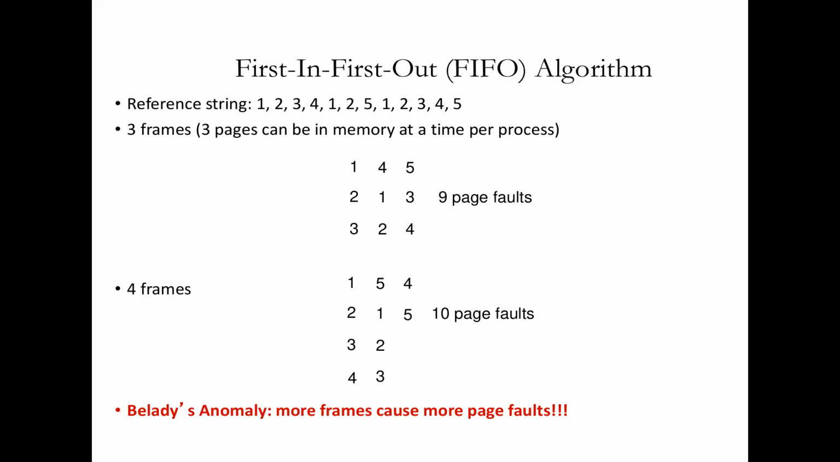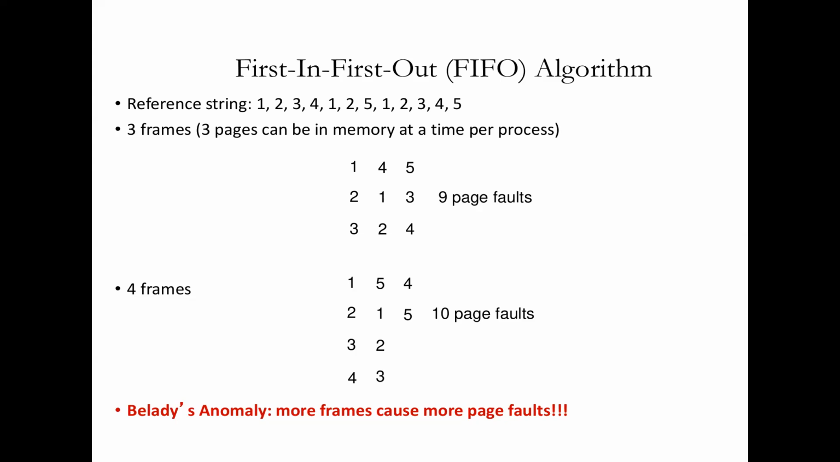Then we have 5, right? So we kick out 1. Then we have 1, we kick out 2. Then we have 2, we kick out 3. Then we have 3, we kick out 4. So we now have 8 page faults, right? Then we have 4 and 5, and that requires us to kick out again.